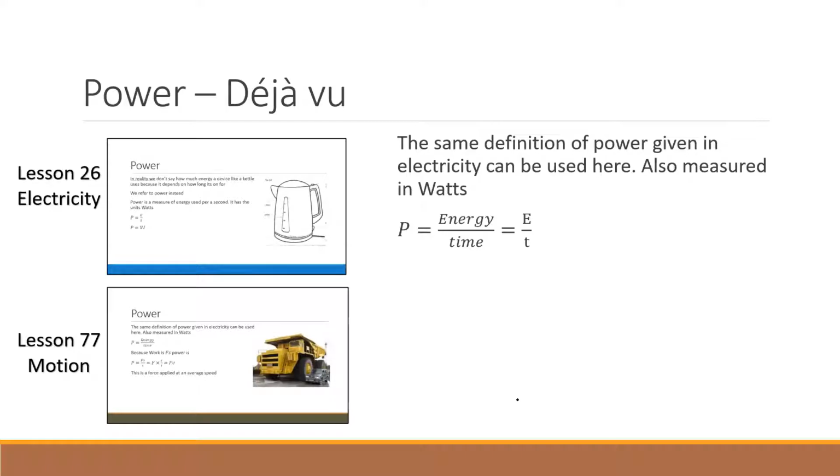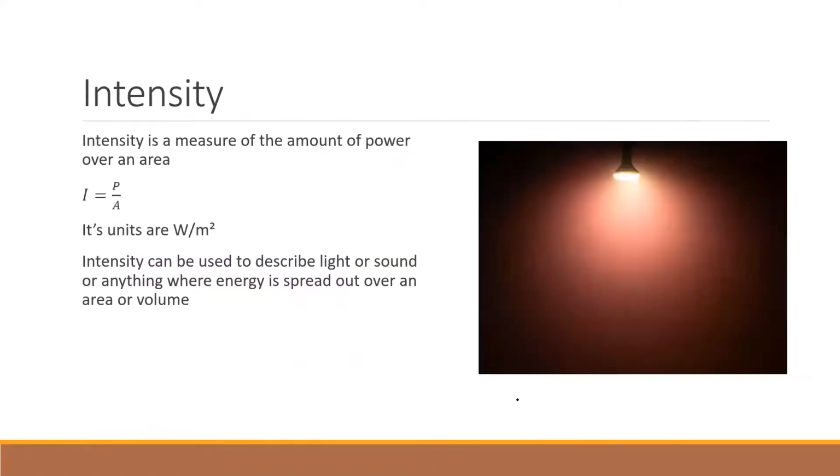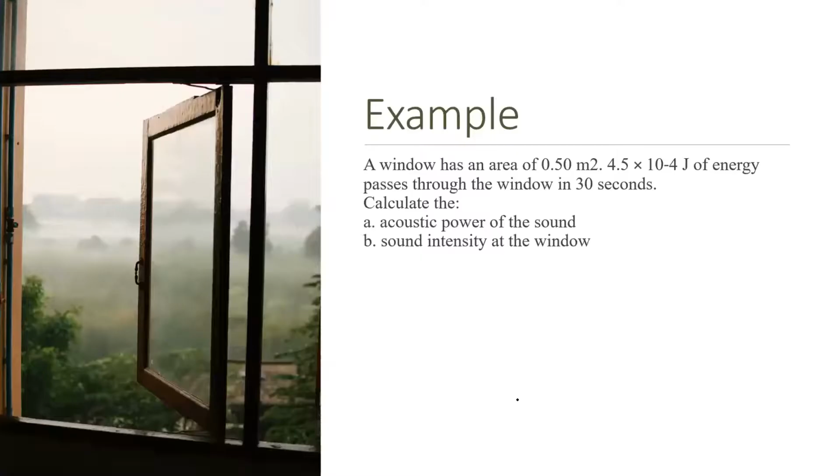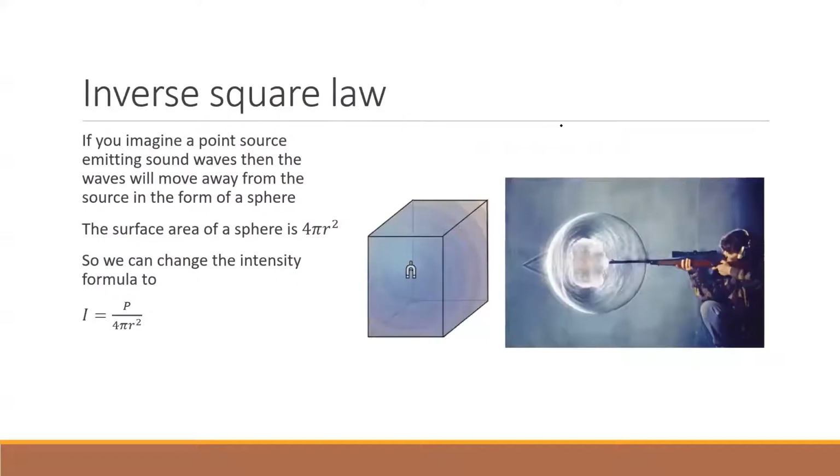We talked about power and its energy over time, but then we talked about intensity, how it's power over an area. We solved an example that was very similar to the one we just did, except here they gave us the area straight up, whereas I told you guys to calculate the area, which made it a bit more challenging. But a very similar question.